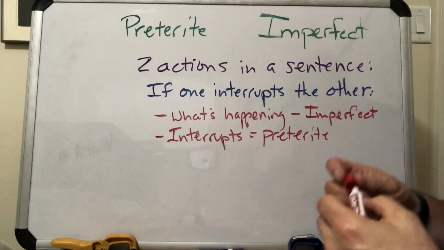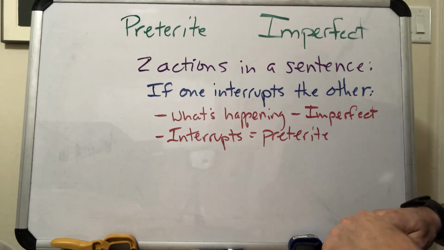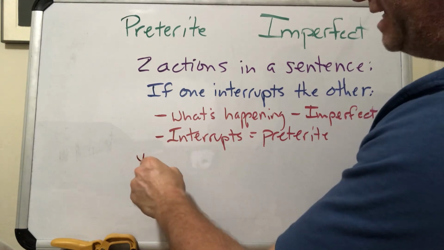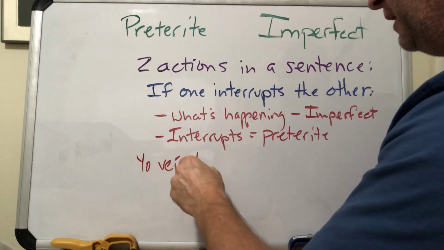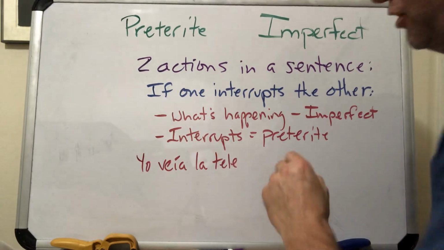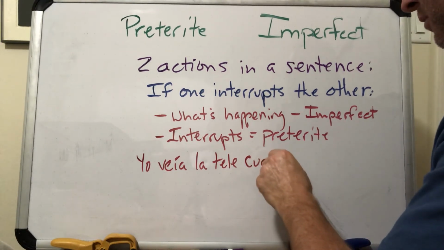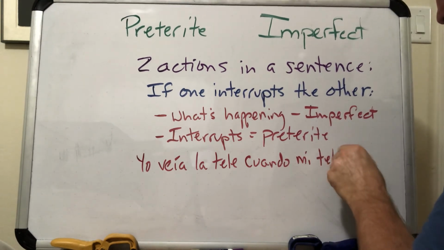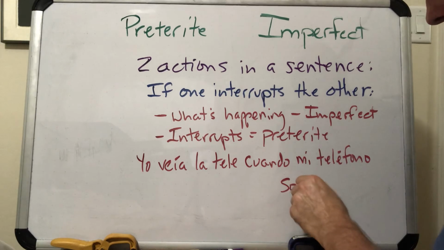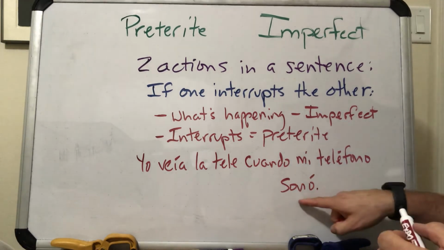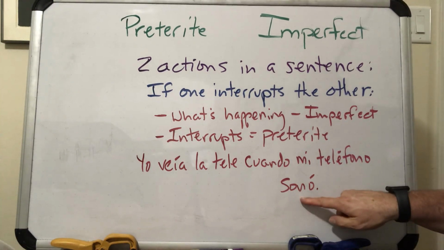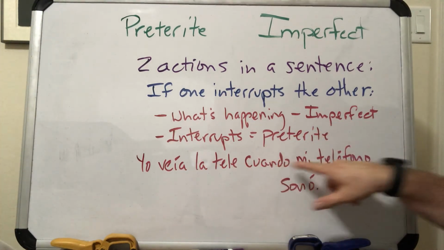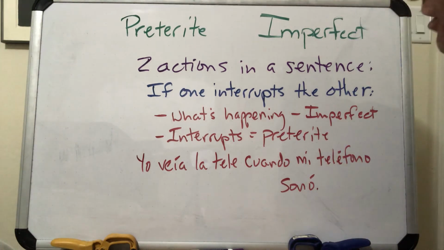For example, I was watching TV when my phone rang. We'd say, yo veía la televisión cuando mi teléfono sonó. The verb sonar, right? We put this one in the preterite, because this is what I was doing, so that's why that's imperfect. I was watching television when my phone rang. So those are the two instances.